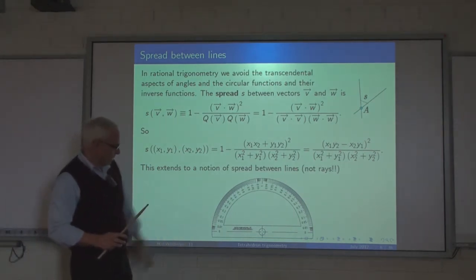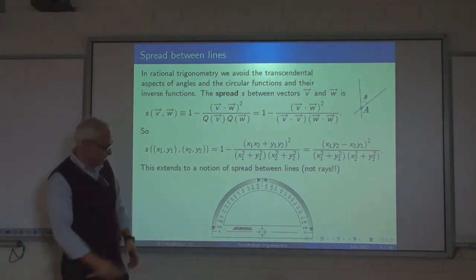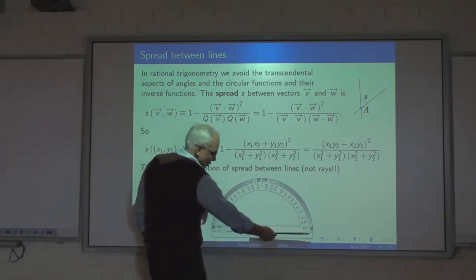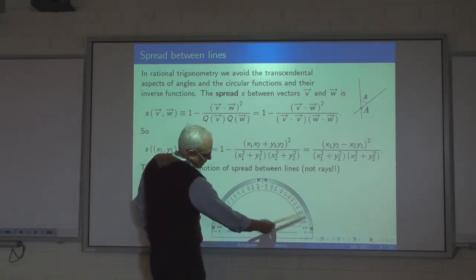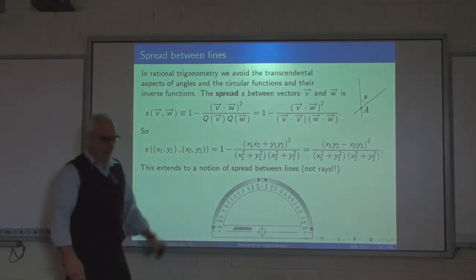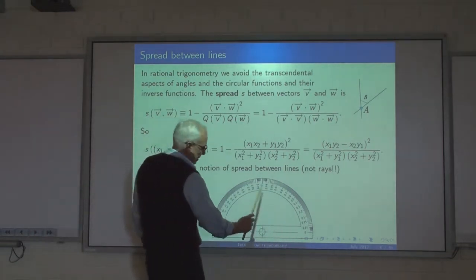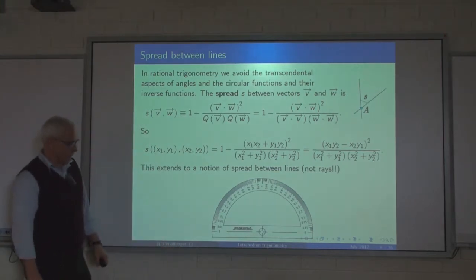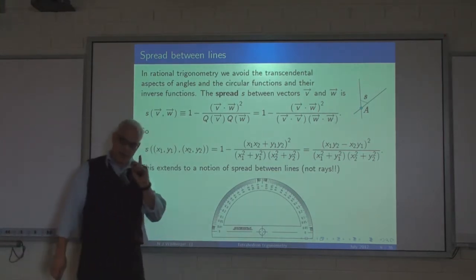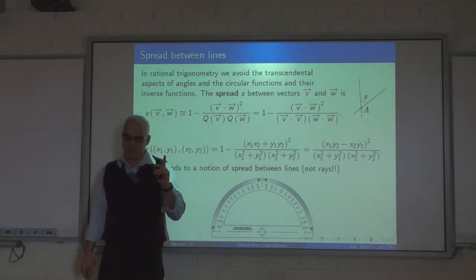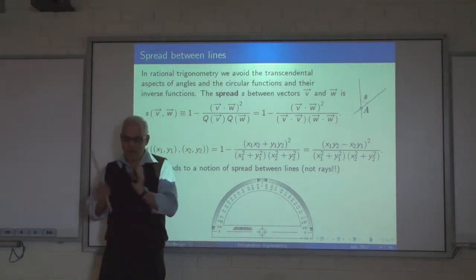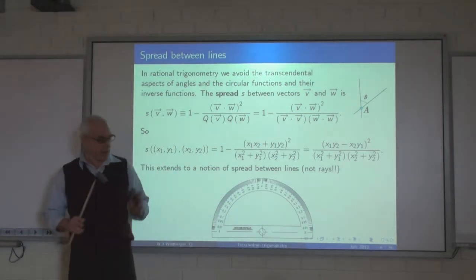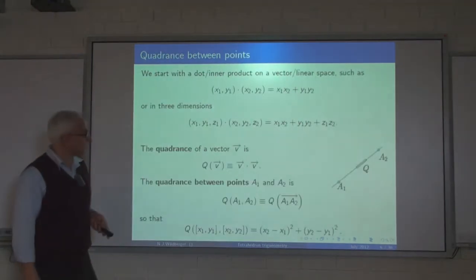Online you can have a look for a spread protractor. The spread between two lines goes from 0 to 1, and it's not exactly linear in the way that angles would be, but it's not too far from linear, except near 0 and 1, where the quadratic aspect of it becomes clearer. And it's also important to realize that the spread is between lines and not rays. Very important. Angles are naturally defined between rays, spread between lines.